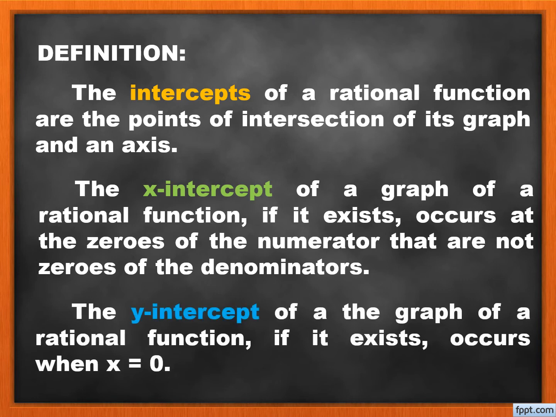How about the y-intercept? So, kabaliktaran ng x-intercept, the y-intercept of the graph of a rational function, if it exists, occurs when x equals 0. And it is also the point where the graph meets the y-axis. And ginagawa siya by equating x to 0. So, mamaya gagawin natin yon sa mga examples natin.